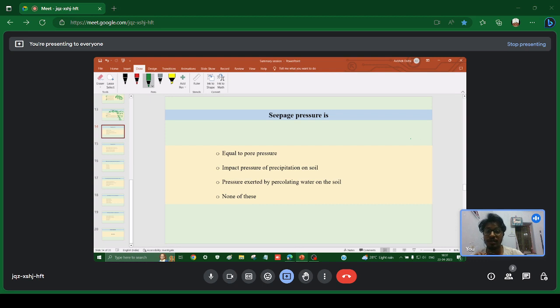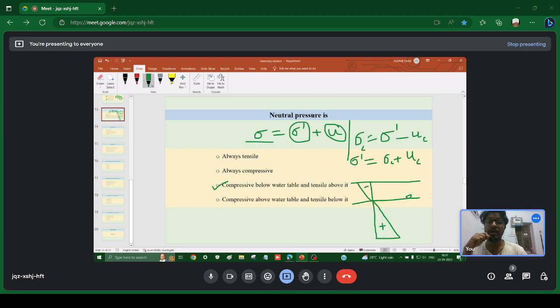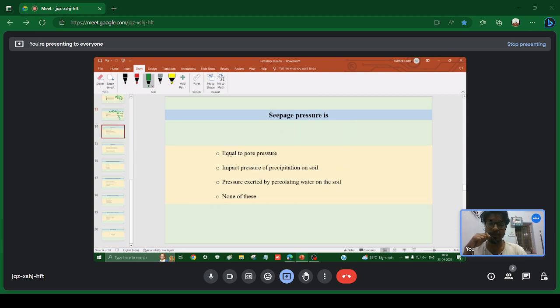In this question, the options are: equal to pore pressure, impact pressure of precipitation on soil, pressure exerted by percolating water on soil, or none of these. Is it equal to pore pressure? No, because pore pressure is the pressure of static water present in the voids of the soil mass. That is the pore pressure, the static water pressure, which I discussed in the previous question. Pore pressure and neutral pressure are the same thing. So this is not the answer.